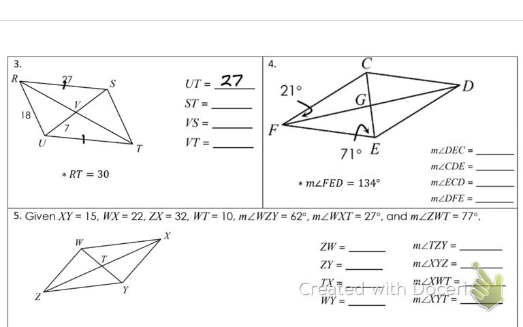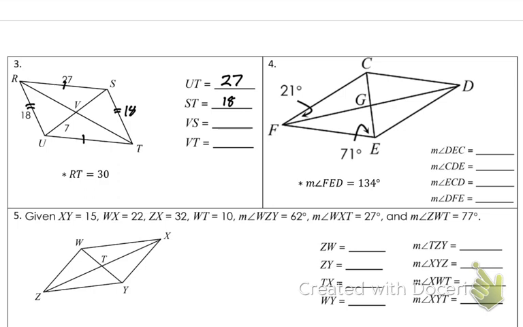The other side's 18, so we go, okay, these two things are 18. All right, now follow me for this question. Why is RT equaling 30 going to help me find one of those missing sides? How is RT being 30 help me in this particular problem?